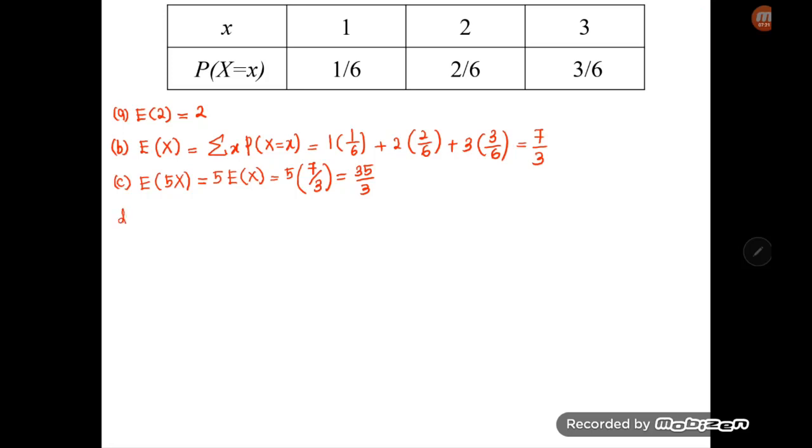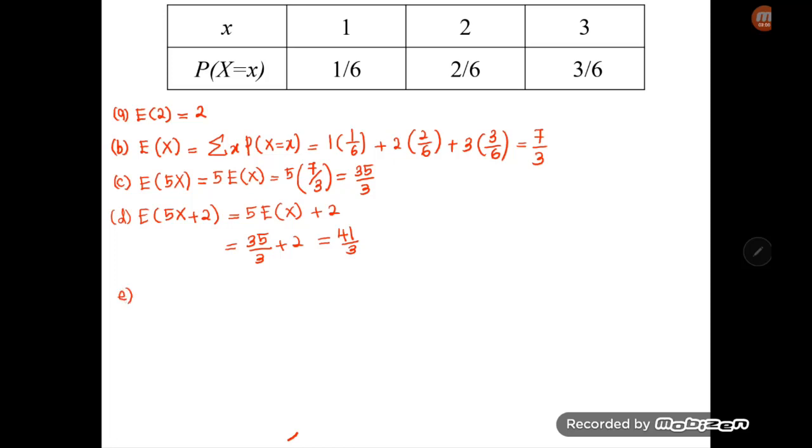So D, expectation of 5X plus 2. This one is equal to 5 times the expectation of X plus 2. Then 5 times the expectation of X is just like the previous question, which is 35 over 3. So plus 2, we will get 41 over 3.